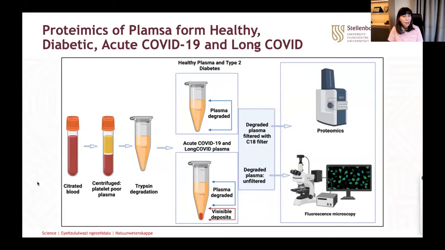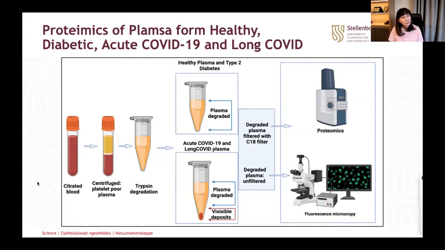To our surprise, we found a visible deposit at the bottom of the Eppendorf tube in the acute COVID-19 and long COVID samples, but not in the diabetes and control samples. Plasma proteins were therefore fully digested in controls and diabetes, suggesting that trypsin could degrade all, or at least most, of the plasma proteins in both. For proteomics, the sample was further filtered, and we followed a second trypsin digestion step where we could solubilize the undigested pellet. We analyzed 1 microgram of protein of the supernatant and also the equivalent from the digested pellet deposit.